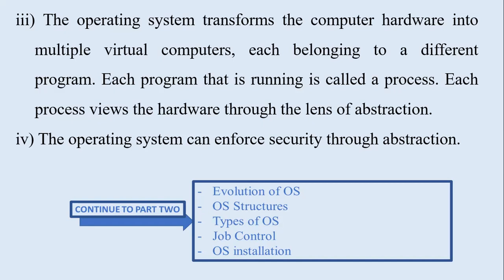Number one, evolution of operating systems, where I've explained how operating systems evolved, or the history of operating systems. Number two, operating system structures, a topic which explains in depth how operating systems are coded by programmers. Number three, the types of operating systems that exist in the field of ICT or computers. Number four, job control. And number five, installation of operating systems.